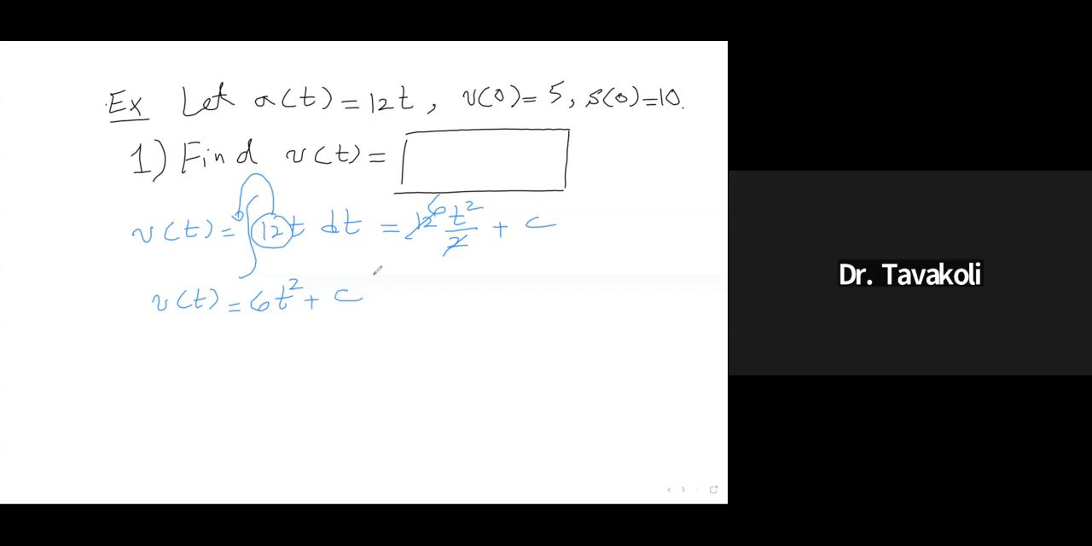Also, I have the information to find out what that c is. That information comes from here. I know that v at 0 is 5, but v at 0, if I work with this equation, means 6 times 0 squared plus c. This equals 5. 6 times 0 squared is just 0, so c is 5. Meaning that v of t is 6t squared plus 5.